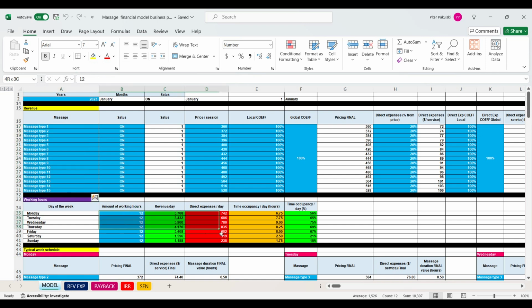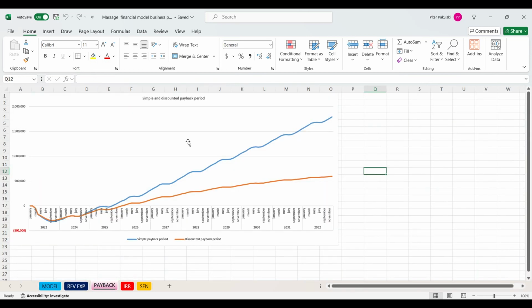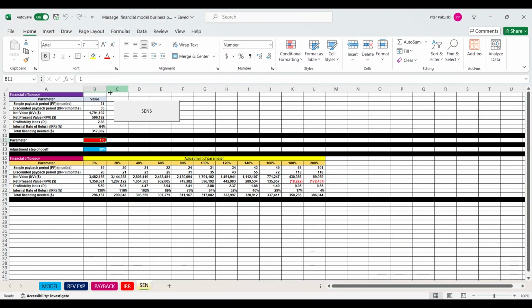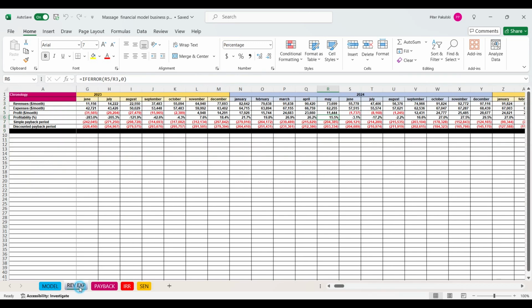Today, we will introduce a financial model that will help you to evaluate the following parameters of your business idea. How much financing is needed? What is the payback period? Revenues? Profits? Sensitivity analysis? And finally, scenario analysis. The link to download this model will be placed in the description of this video.